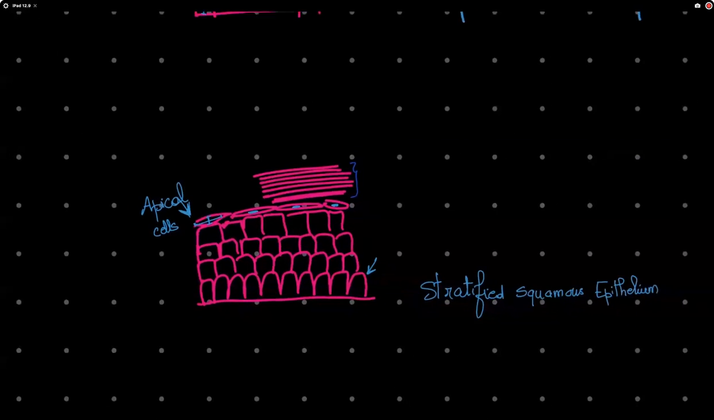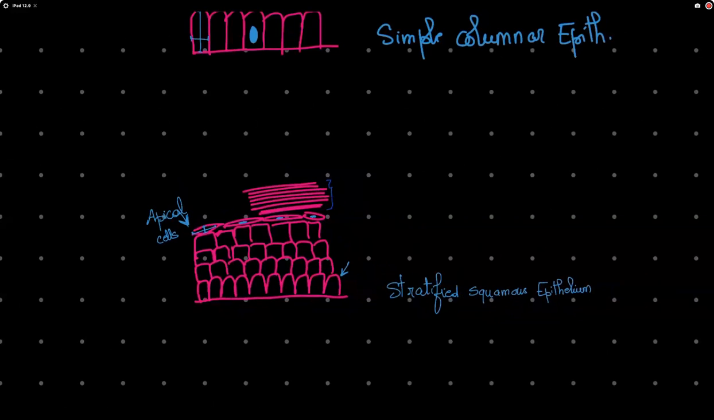All right, so stratified squamous epithelium might be either without those dead cells on top of them, those being my keratin layer, so it's going to be non-keratinized, or it has a keratin layer on top of the top cells. So this is going to be keratinized.